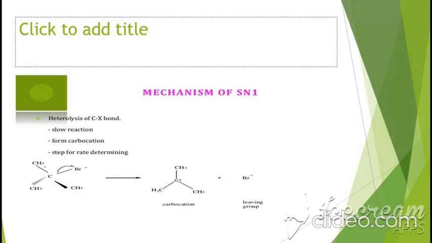SN2 is mostly followed by primary alkyl halides and SN1 mostly by tertiary alkyl halides. Secondary alkyl halides sometimes follow the SN1 and sometimes the SN2 mechanism. I think these are all the differences between the SN1 and SN2 reactions.